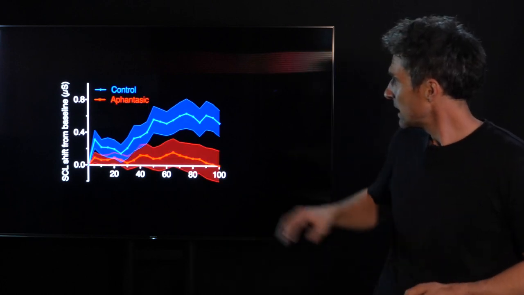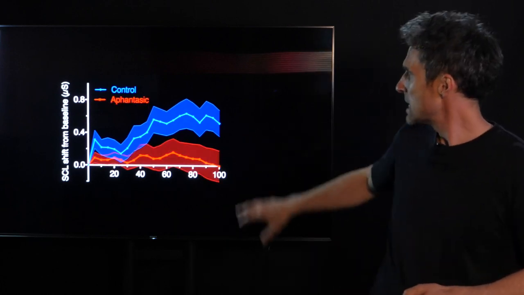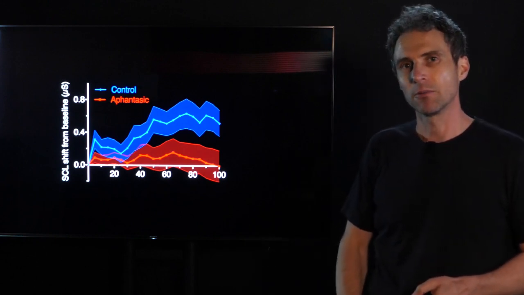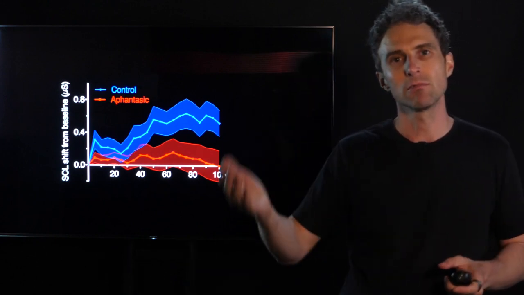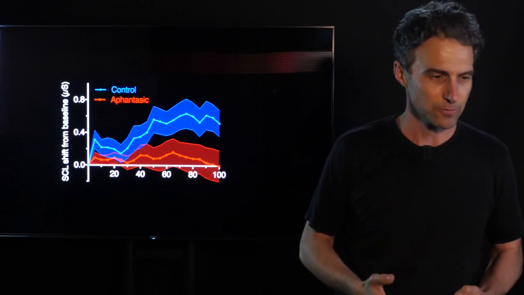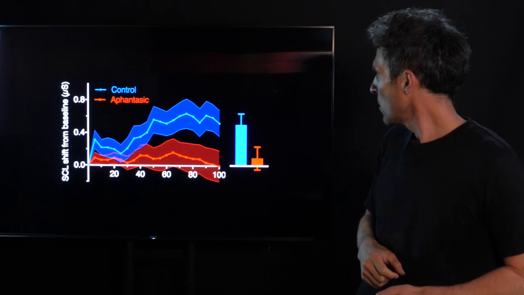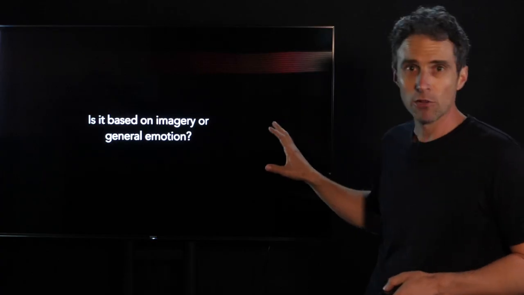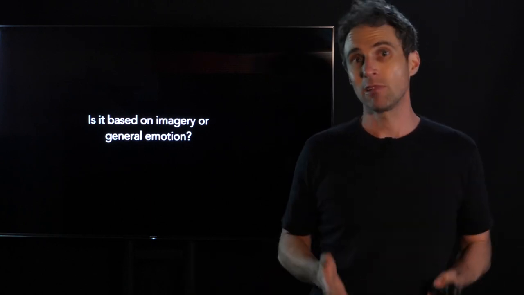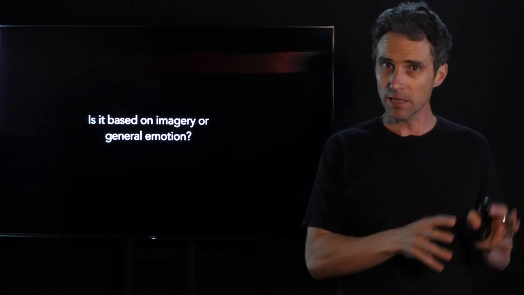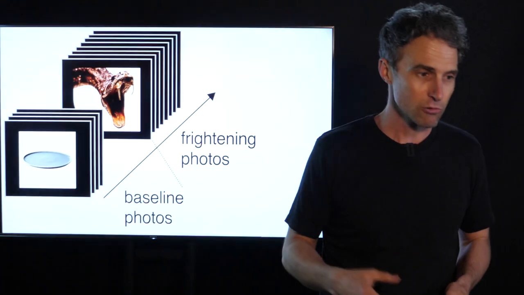We see here the aphantasia data in the red, and we see basically a flat line. We just don't see this monotonic response to the emotion. And there are the means of those two. So that's interesting, right? It's at least suggesting that the emotional response to these stories is different in these two groups. Just from those data alone, we don't know whether this is about general emotion or about imagery specifically. So we need to run a control condition.